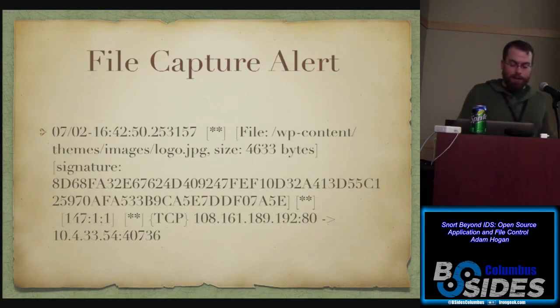So I say, okay, here's the date and time. Here's the original URL: WP content, themes, images, logo.jpg. So there's the original URL of that file. Here's the file size. Here's the SHA-256, if you want to look it up and keep track of it, or turn around and start blocking it. And then there are the IPs we saw it from and to. So you'll have all that information about file transfers. Each file transfer, at least for the protocols we inspect, the list we went through, you'll have all that information about what's going on in your network.